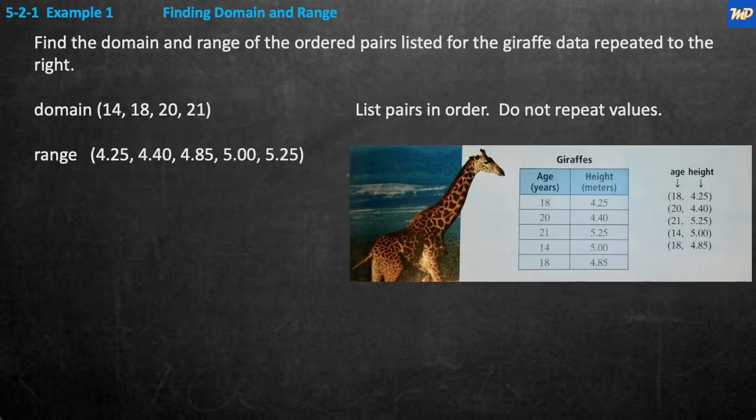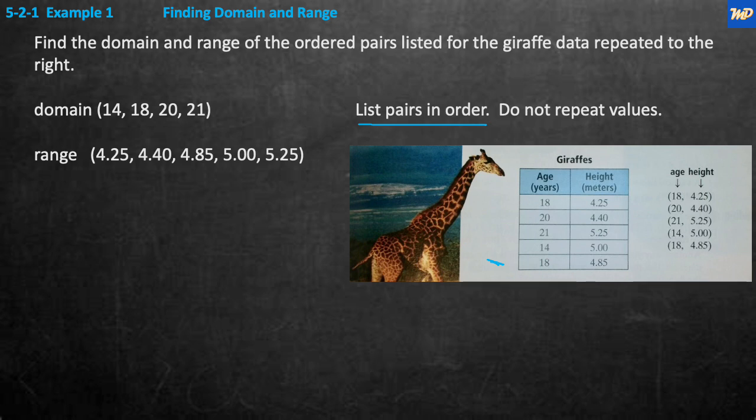Okay, for example 1, it says finding domain and range. So we're just going to look at the same data we just looked at. And we talked about this on the previous slide. But now we're going to write it out a little more neatly, so to speak, right? It says, find the domain and range of the ordered pairs listed for the giraffe data repeated to the right. Here's the same data over here on the right. Okay, and notice here it says, list the pairs in order. Do not repeat values.